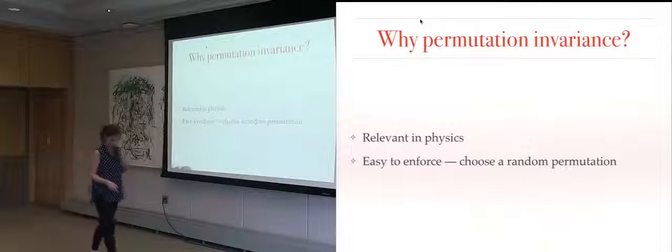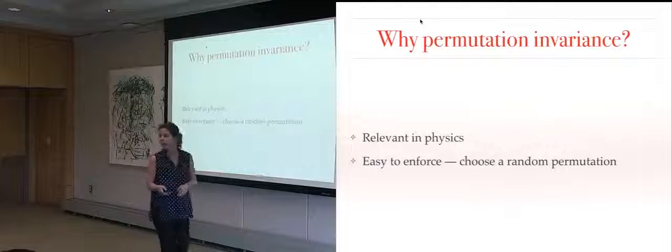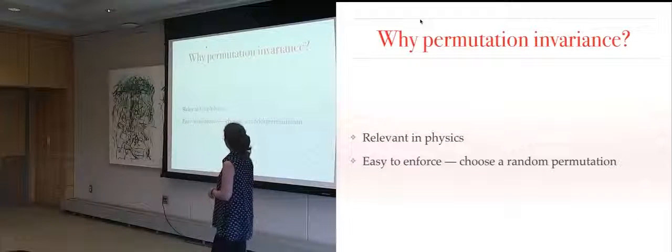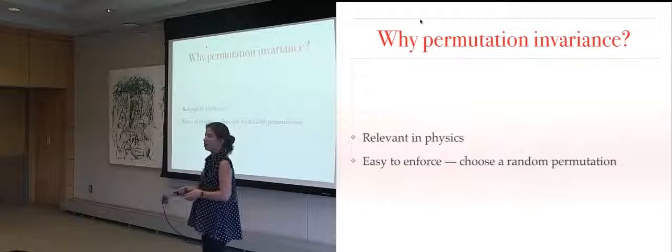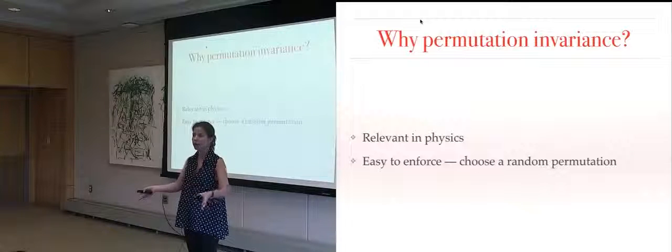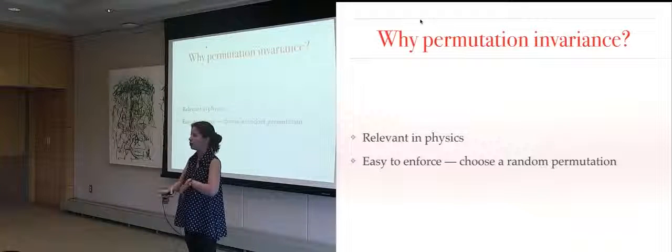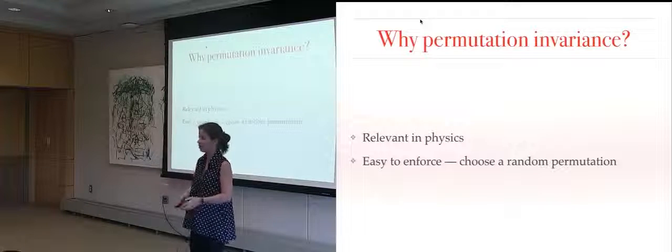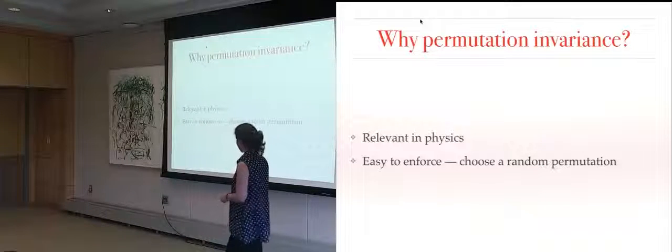Why permutation invariant? Well, permutation invariance is a symmetry which is very important in physics. First of all, we do see it quite a lot. For example, if we have many photons, we cannot distinguish the different photons. Therefore, if I just permute two of the photons, you will not see any difference. The state is the same.